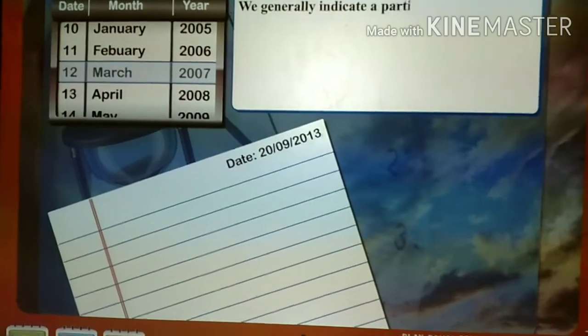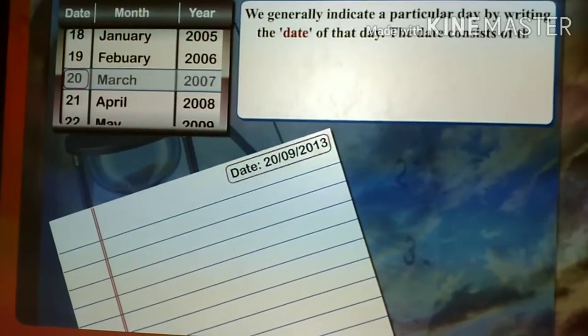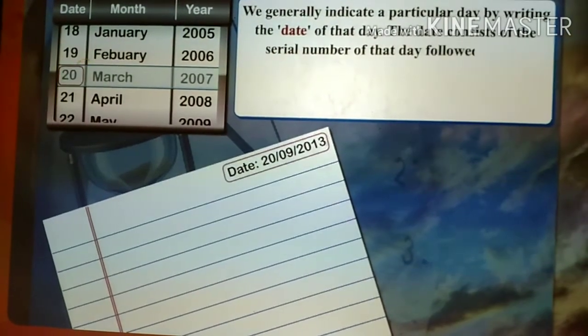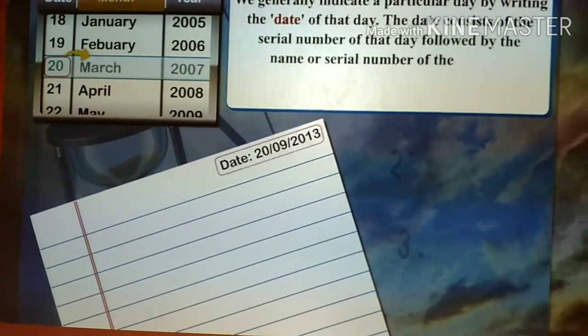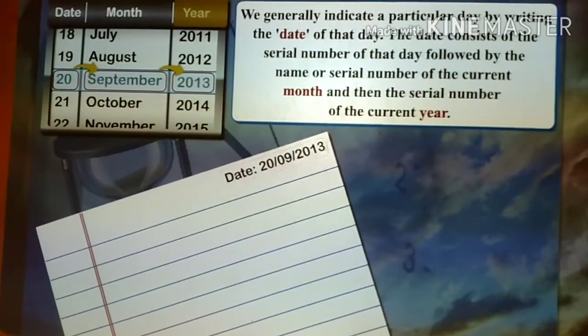We generally indicate a particular day by writing the date of that day. The date consists of the serial number of that day, followed by the name or serial number of the current month, and then the serial number of the current year.